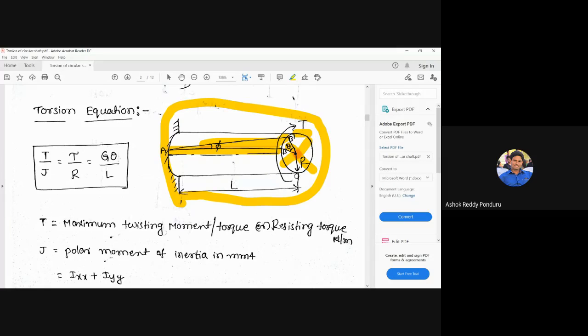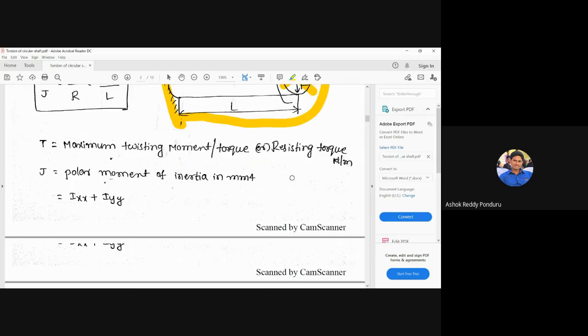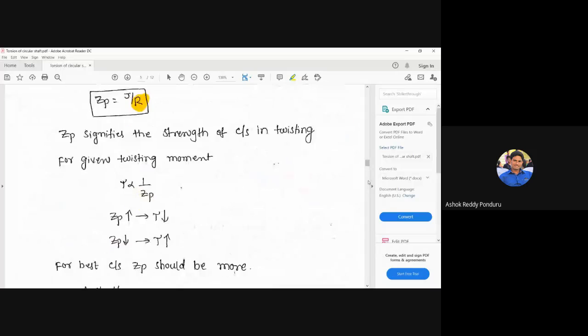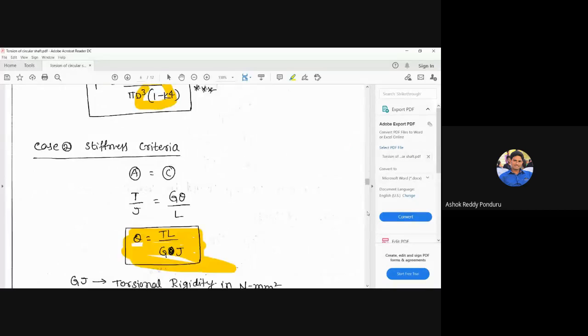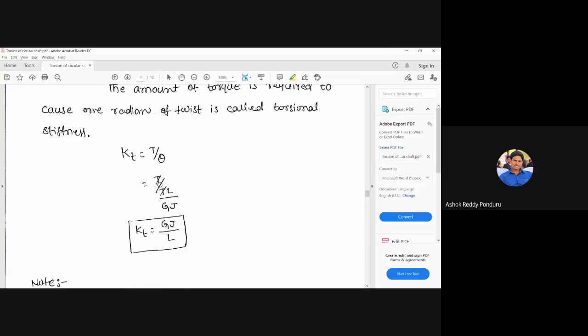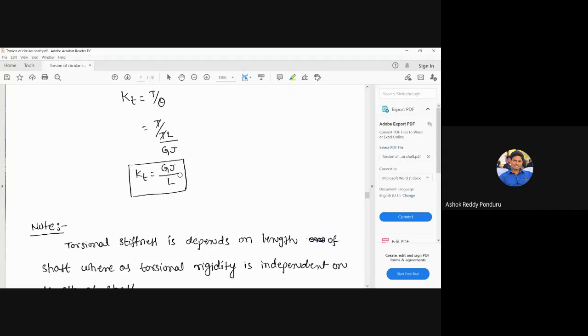Yes, that is the meaning of stiffness here. Please understand what is meant by stiffness. The amount of torque required to cause 1 radian of twist, twist meaning angle of twist, is called the torsional stiffness. Mathematically, KT, where K means stiffness and T means torsional, is equal to T by theta. T divided by theta means TL divided by GJ, so T gets cancelled. Then KT is equal to GJ divided by L.